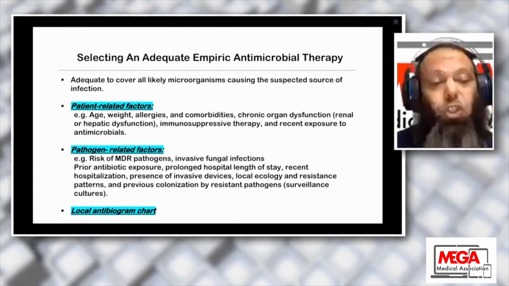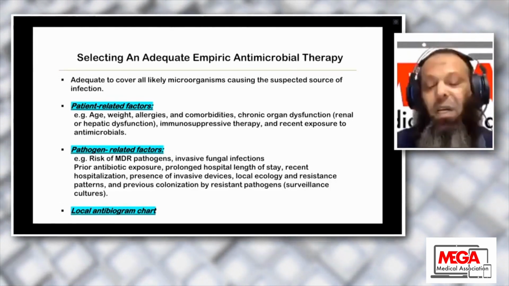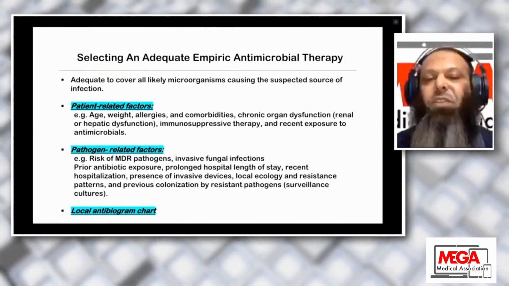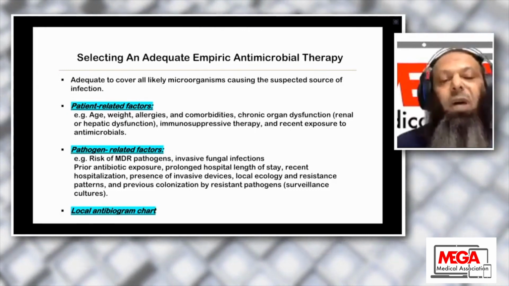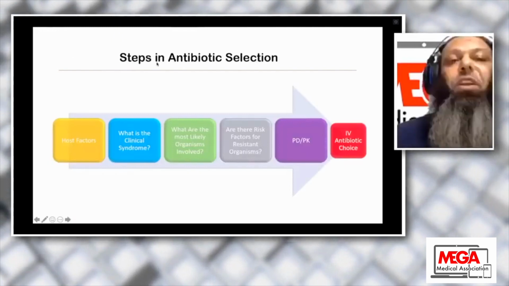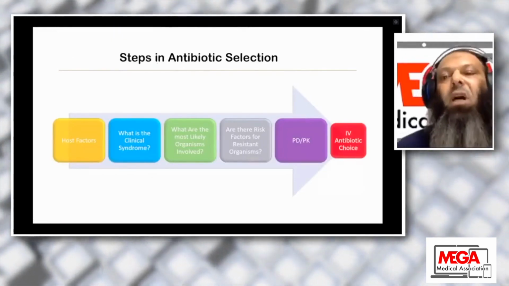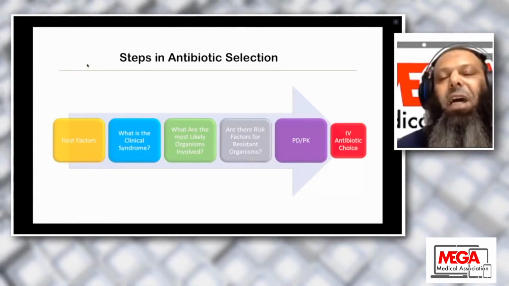And finally, you should have your own local antibiogram at your hospital and review it every quarter, every 6 months, every 1 year. It depends on your local antibiogram at your unit. So those are the steps usually when you are going to use antibiotics in sepsis to hit hard and appropriate.